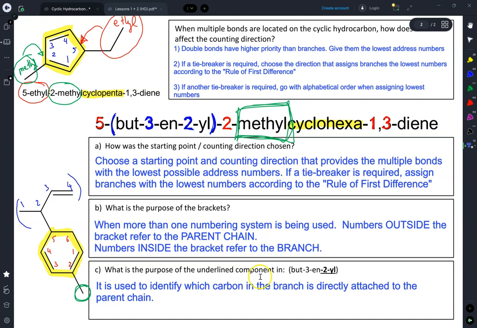What is the purpose of the underlined component in but-3-en-2-yl? So what's the purpose of this little suffix here, 2-yl? It is used to identify which carbon in the branch is directly attached to the parent chain. So, as I call it, the umbilical cord. Where is the attachment site to my parent chain?